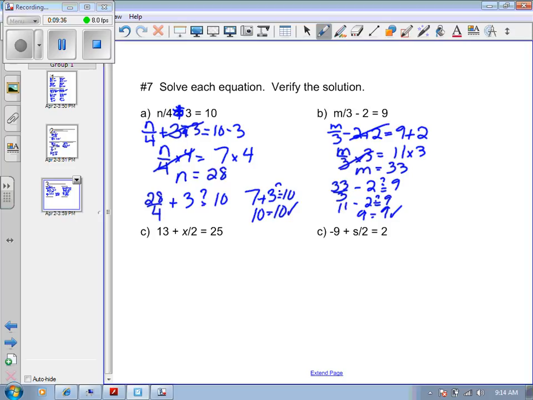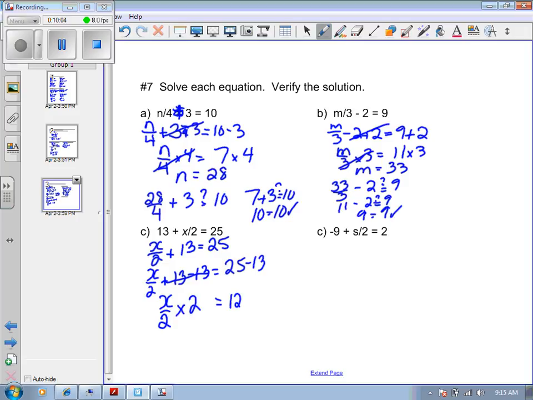Okay, next one. I'm going to rewrite this because for me it's easier to understand when I've got it in order. Now we're going to get rid of the plus 13 by subtracting 13 from both sides. These cancel out. X over 2, leave a space, is equal to 12. To get rid of the divided by 2, I need to multiply both sides by 2. These cancel out. X is equal to 24.